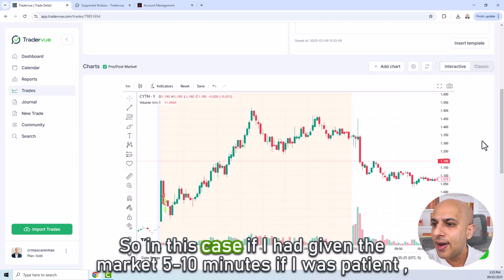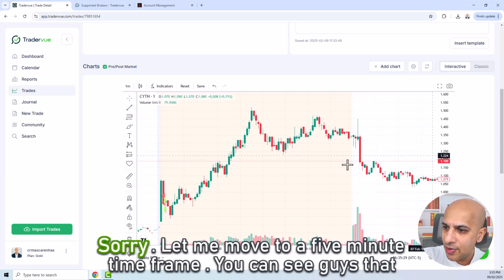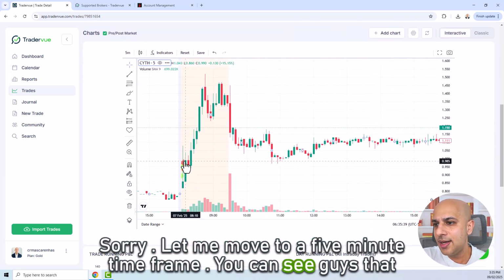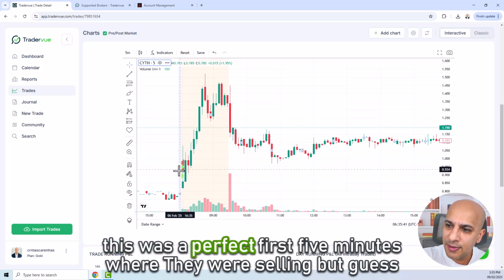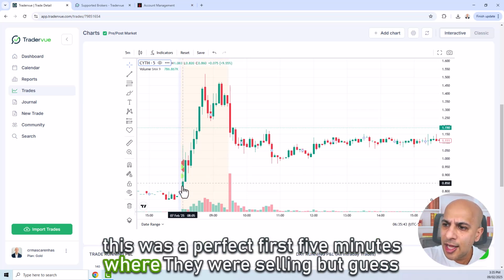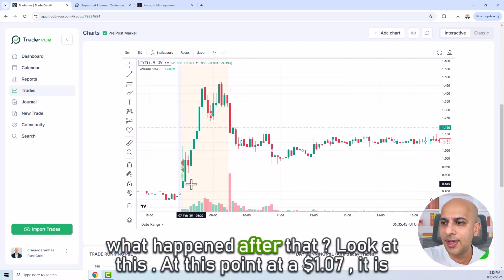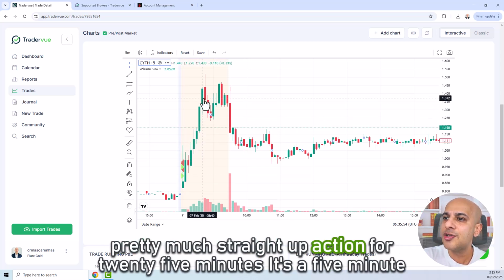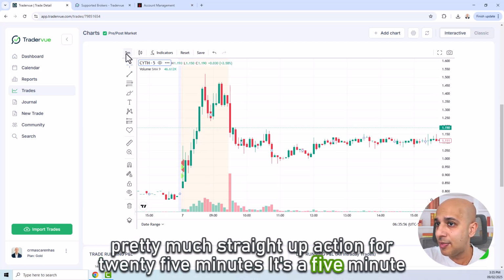So in this case, if I had given the market 5-10 minutes, if I was patient, sorry, let me move to a 5 minute time frame. You can see, guys, that this was a perfect first 5 minutes where there was selling. But guess what happened after that? Look at this. At this point, at $1.07, it is pretty much straight up action for 25 minutes. It's a 5 minute chart.